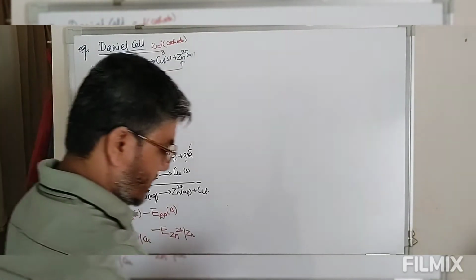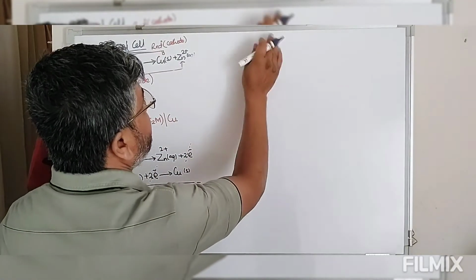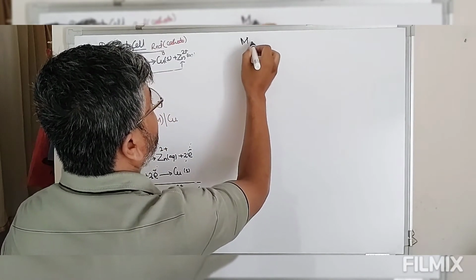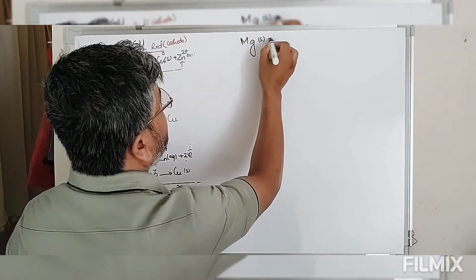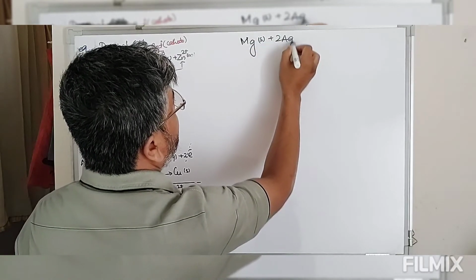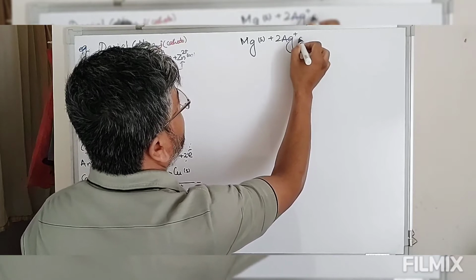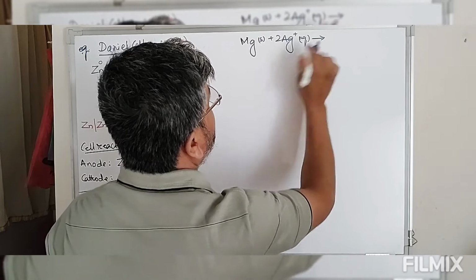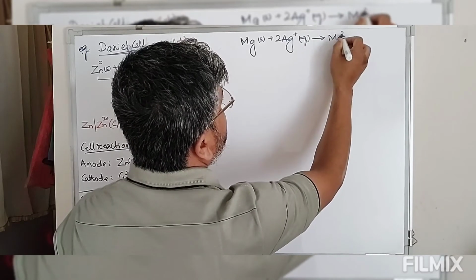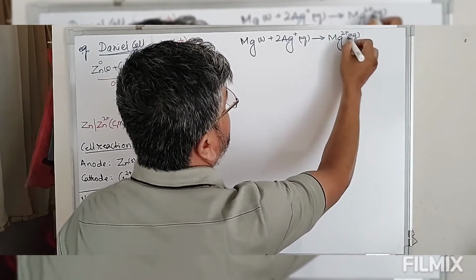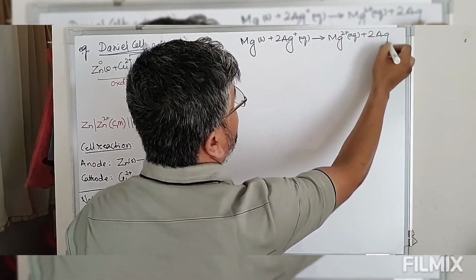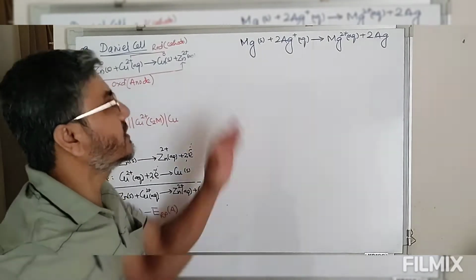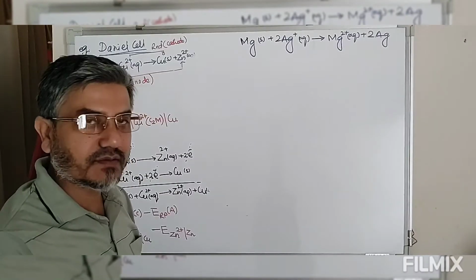Now let's take another example. Now we have a cell reaction: Mg solid plus 2 Ag plus gives Mg2 plus plus 2 Ag. Now suppose this is a cell reaction. For this cell reaction we have to develop the cell.